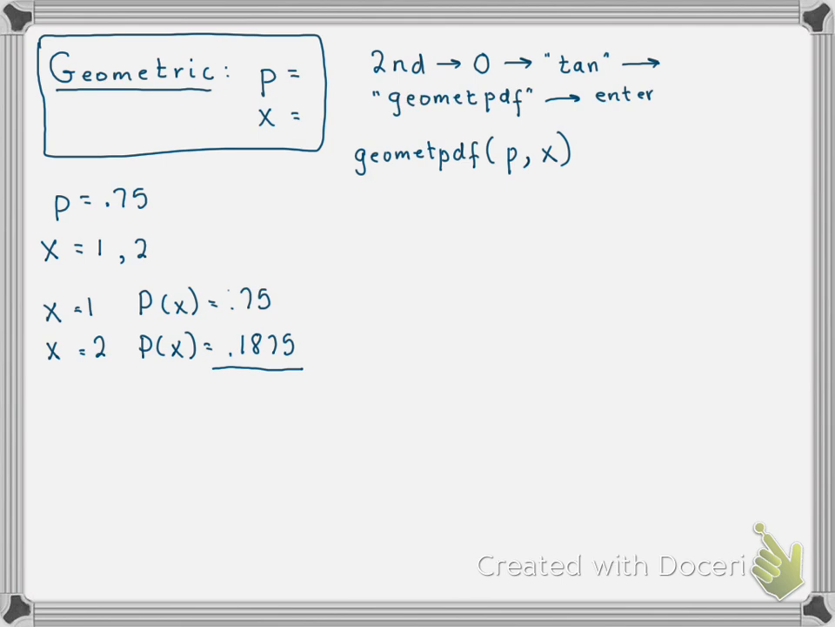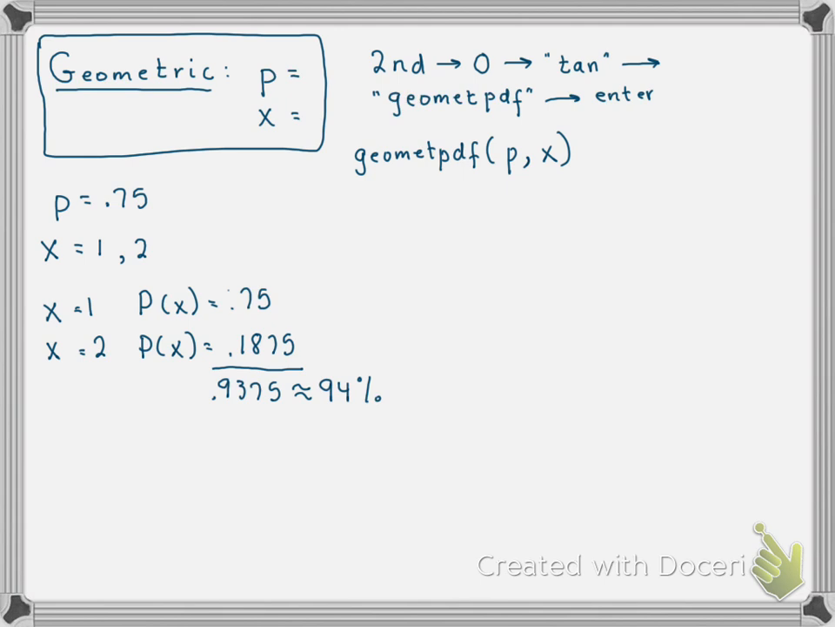So the probability of him making his first free throw shot before his third attempt is found by adding those two things together. So 0.75 plus 0.1875, and that is equal to 0.9375, or about 94%.